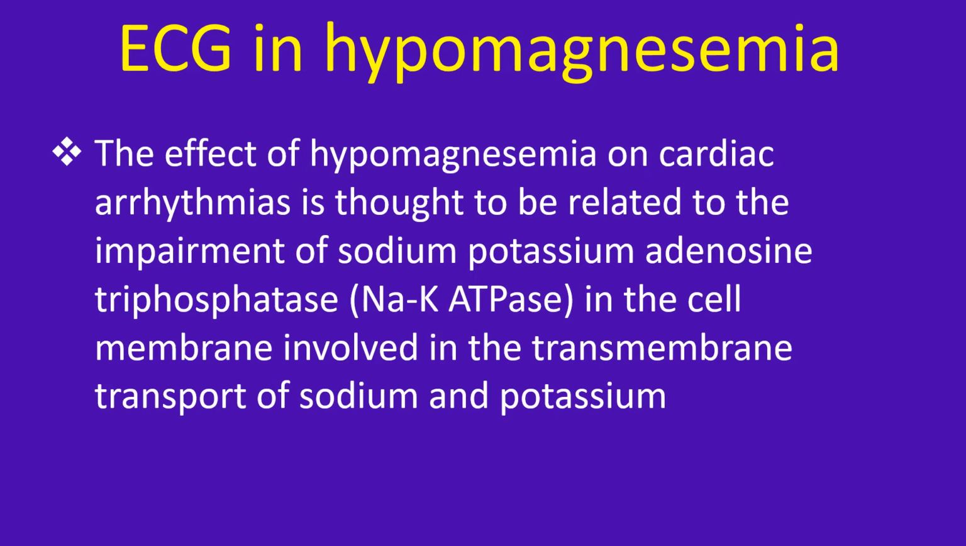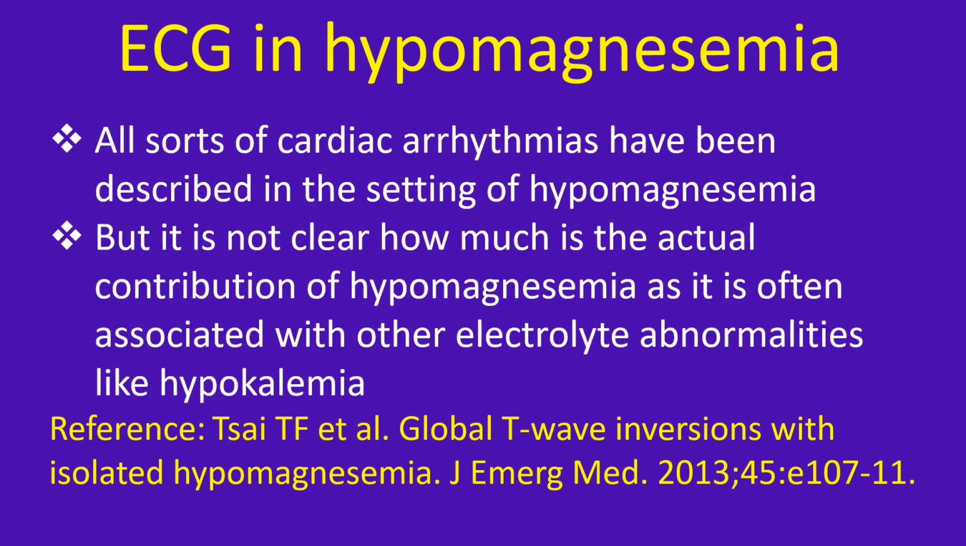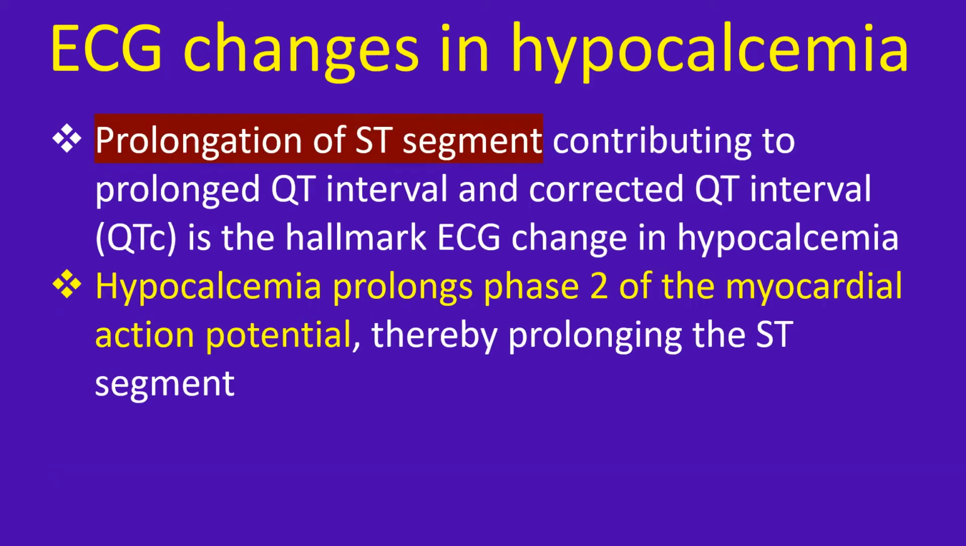The effect of hypomagnesemia on cardiac arrhythmias is thought to be related to the impairment of sodium-potassium ATPase in the cell membrane involved in the transmembrane transport of sodium and potassium. All sorts of cardiac arrhythmias have been described in the setting of hypomagnesemia, but it is not clear how much is the actual contribution of hypomagnesemia, as it is often associated with other electrolyte abnormalities like hypokalemia.